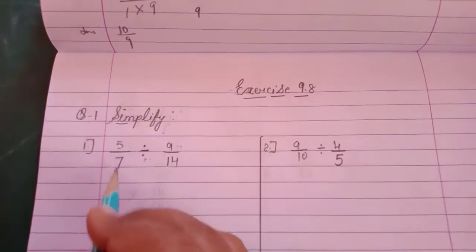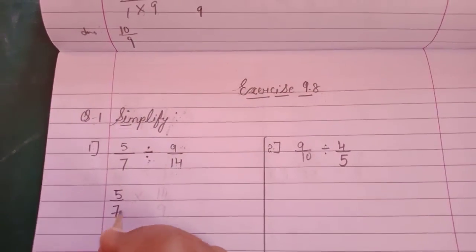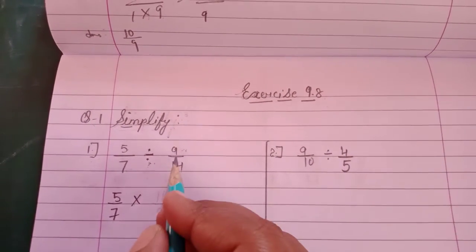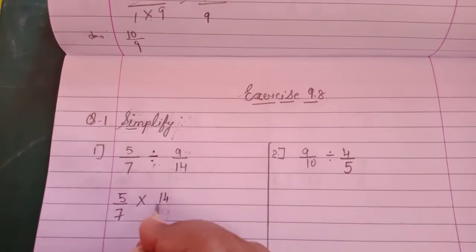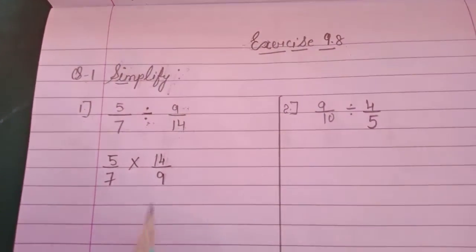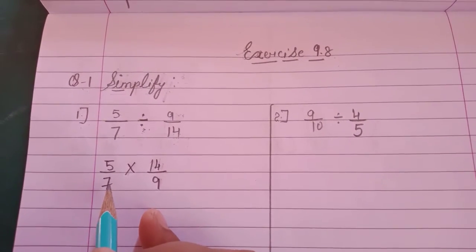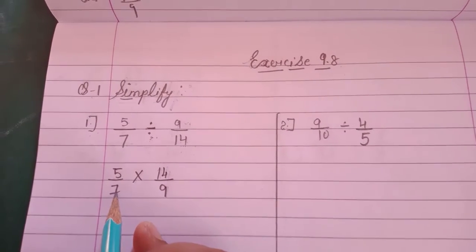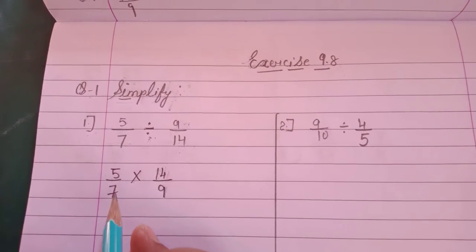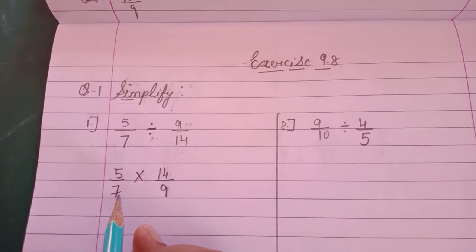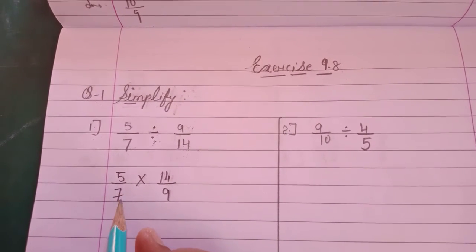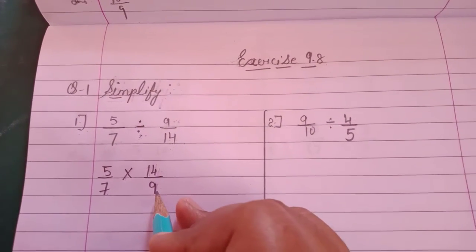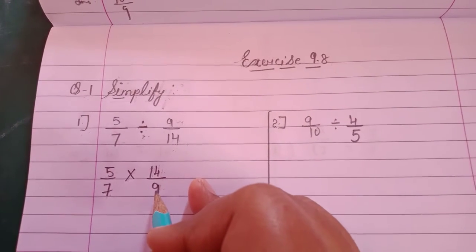Okay. So first fraction we will write 5 upon 7, and this divide sign will change into multiply, and the reciprocal of 9 upon 14 is 14 upon 9. Okay, so now it becomes a multiply. So first we have to see which numbers can be divided. So 5 upon 7, numerator and denominator can be divided? So 5 and 7 both are prime numbers, they will not come in the same table, so we will not divide. Now in the second fraction 14 upon 9, they are not prime numbers but they will not come in the same table.